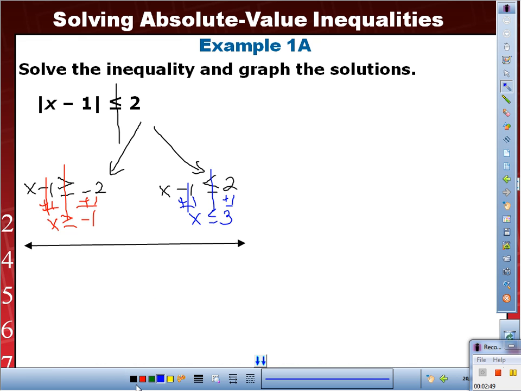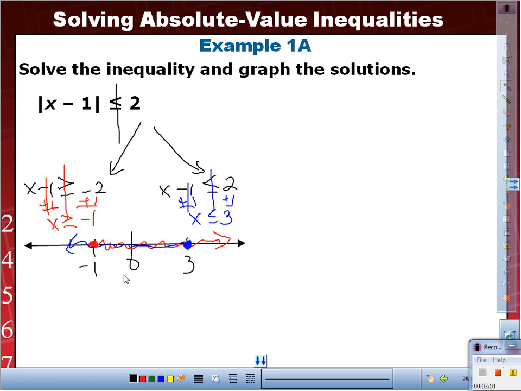My dividing points are -1 and 3. So I'm going to graph first this one. Does it include the point? Yes. What numbers are greater than -1? Everything to the right. All right. Does it include the point for this one? Yes. What numbers are less than 3? Everything to the left. And what kind of inequality is this? And. All right. So therefore my solution set is x such that -1 and 3.